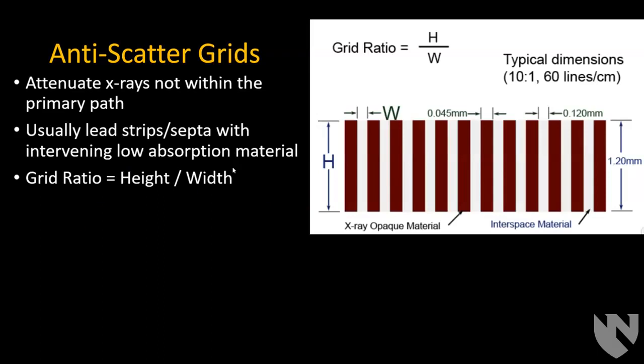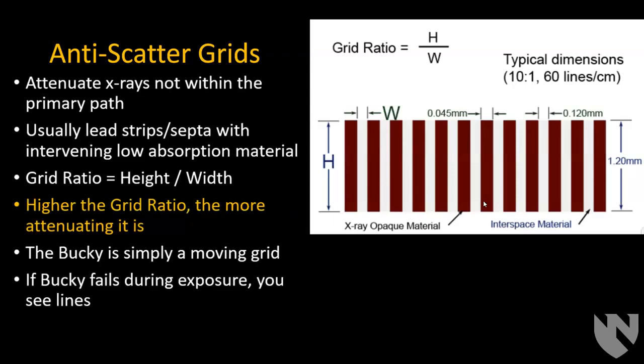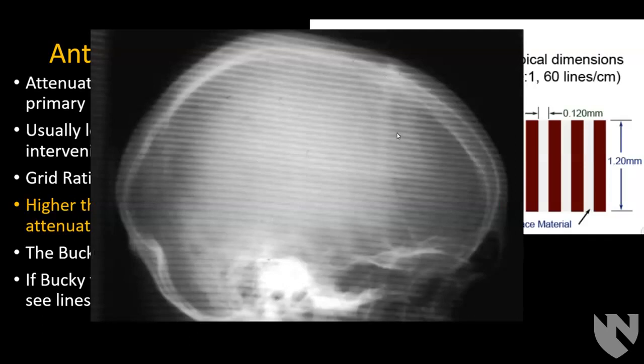There's also characteristics of the grid, like the height to the width ratio, that will affect how many X-ray beams it lets through, how exactly parallel they have to be. So the higher the grid is relative to the width, the better it will reduce scatter, but then also the more radiation it will absorb, and you'll have to use a higher dose for the patient to get a usable image. So that's called the grid ratio, the height to the width, and the higher the grid ratio, the more attenuating it is. Also, if you've ever heard of a Bucky grid, that's basically a grid that just moves so that you can't see it. And if the Bucky fails during exposure, you'll see lines, like on this image here.